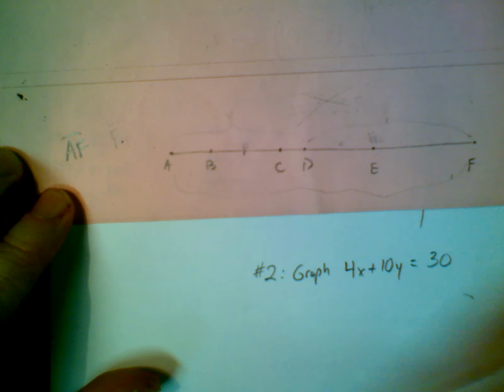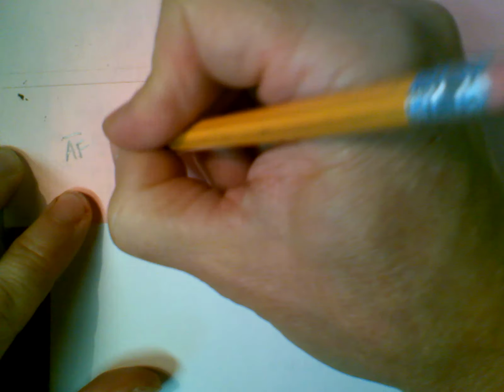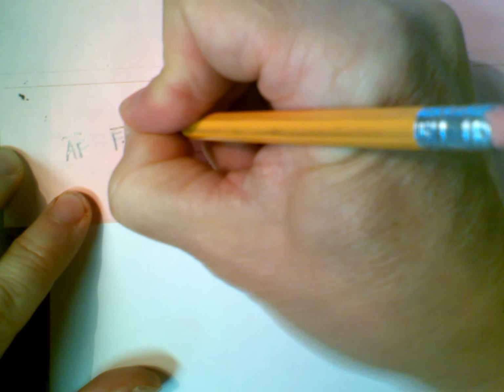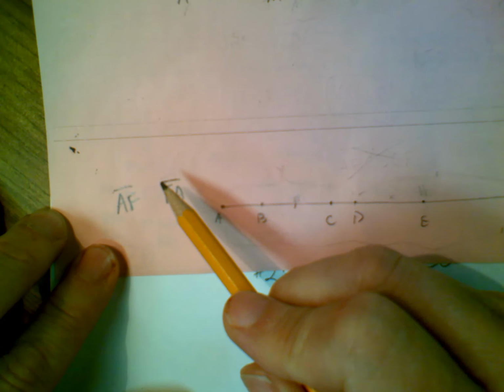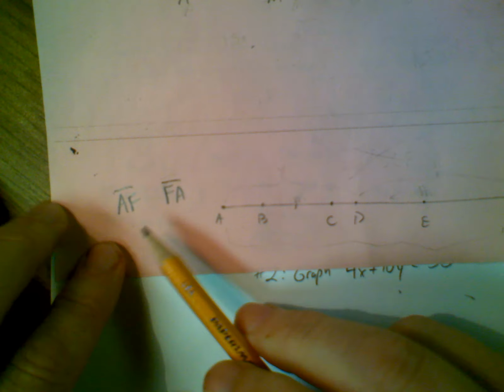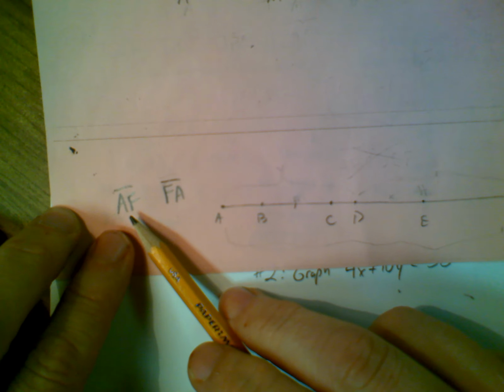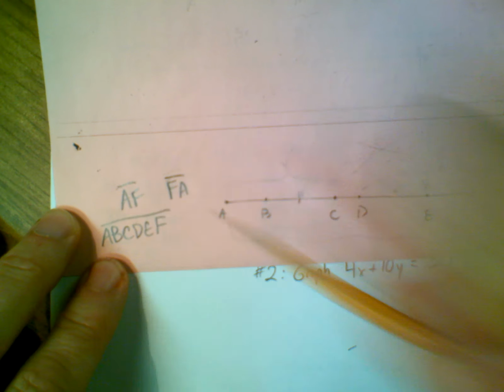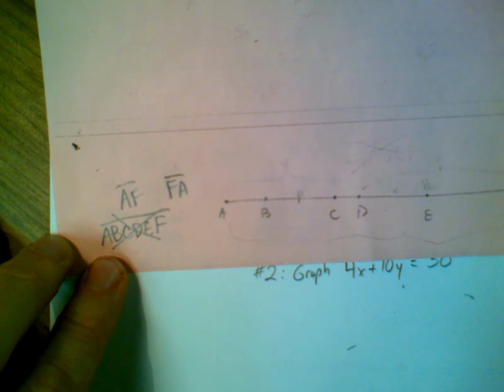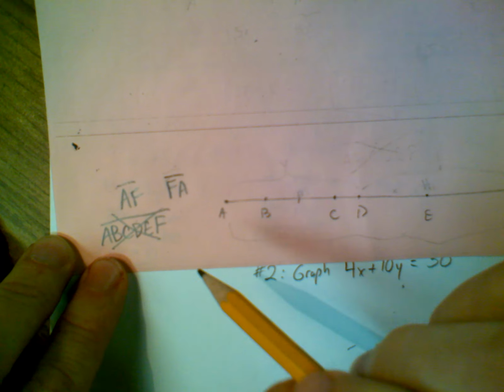Okay, here's a valid name for this segment. AF with a segment bar over it. Here's another valid name, FA with a segment bar over it. You must have the segment bars, okay? And you must also have the names of the points at the end of the segment. But here's not a good name, ABCDEF. That is a horrible name for a segment. We don't do that in geometry.